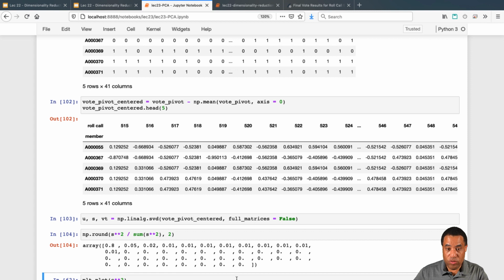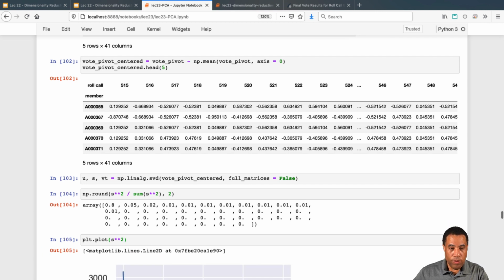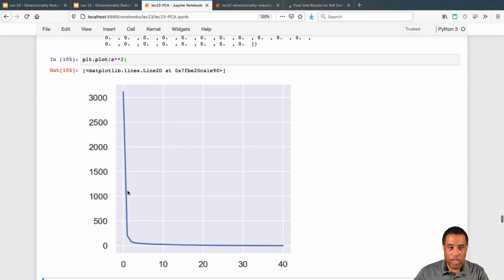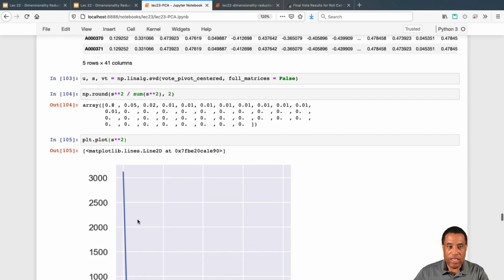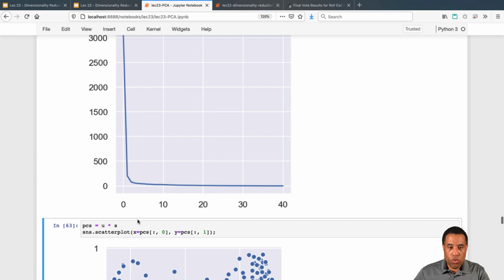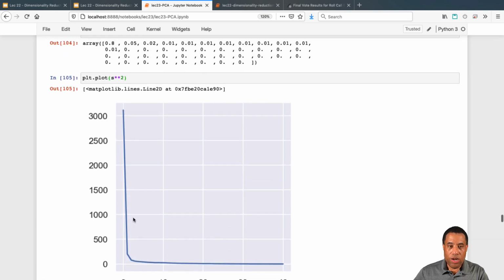We have a lot of zeros here in our principal components, but our first principal component captures 80% of our variance, and then 5%, and then 2%, and then a lot of 1% principal components. So again, we can do our scree plot, and here again you can see 80% in the first, and then 5%, 2%, and so on. Okay, so now the question we could ask is, what is that 80% capturing?